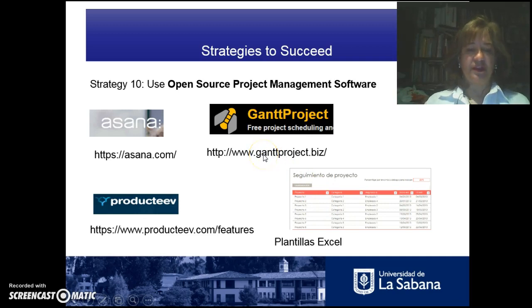Initially, I want to thank some of you who were looking for information about Asana and about the Gantt project. Remember that these tools, open source project management software, are useful for you to keep track of your research. There is also an easier one, a Plantilla Excel, where you can also find the Gantt project.